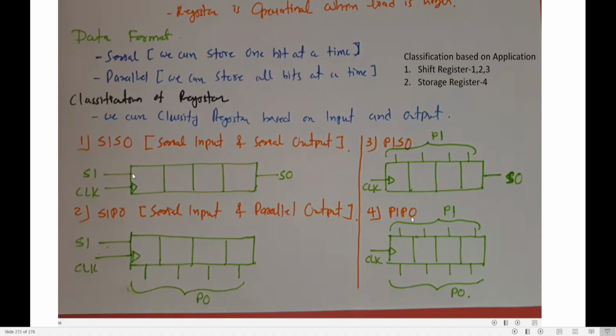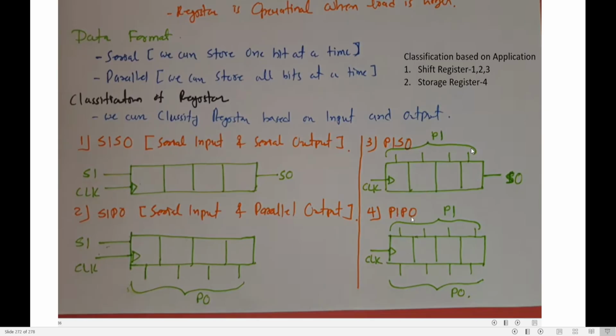Based on the input and output, we can classify a register as serial in, serial out. What do you mean by that? Serially feed the data and get the data serially out. Serial in, serial out. That is called SISO. What is the next one? Serial in, parallel out. Serially feed the data, get the output in parallel. Bit by bit, you transfer the data into the register. In parallel, at a time, you get the output. That is serial in, parallel out.